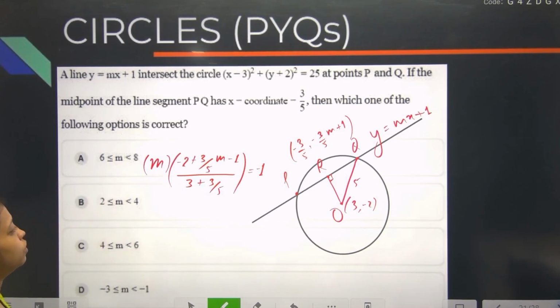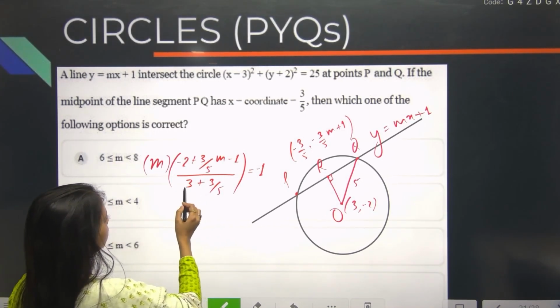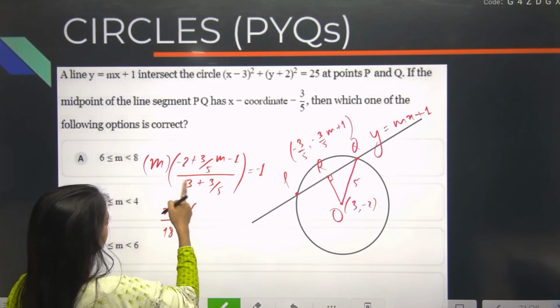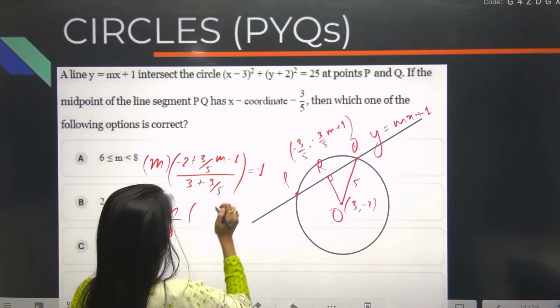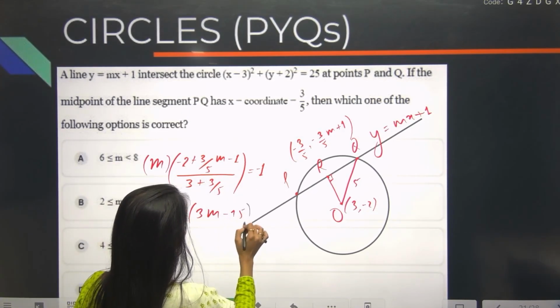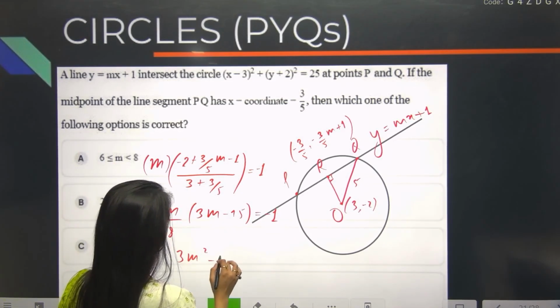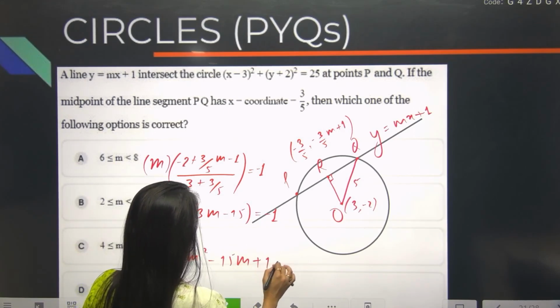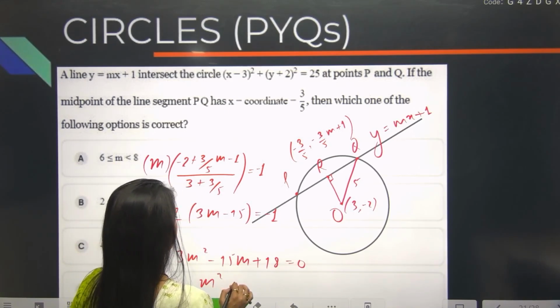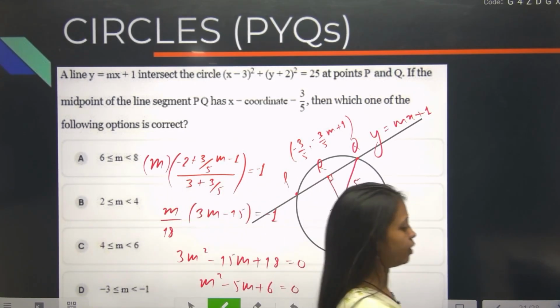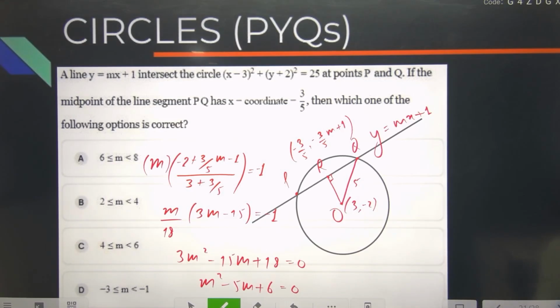Correct? So this becomes 18m divided by 18, it becomes minus 3m minus 15, 3m minus 15 equals minus 1. 3m square minus 15m plus 18 equals 0. M square minus 5m plus 6 equals 0. What's the value of m? M is simply 2 and 3. So which option?